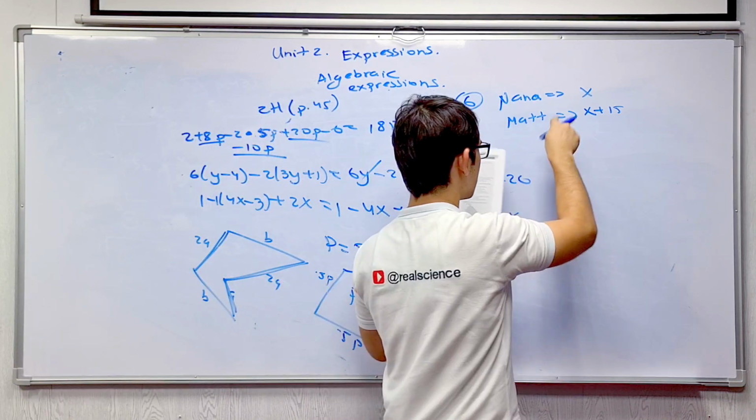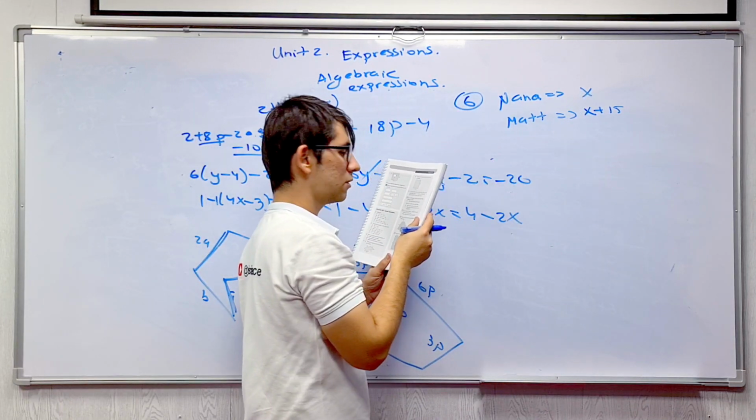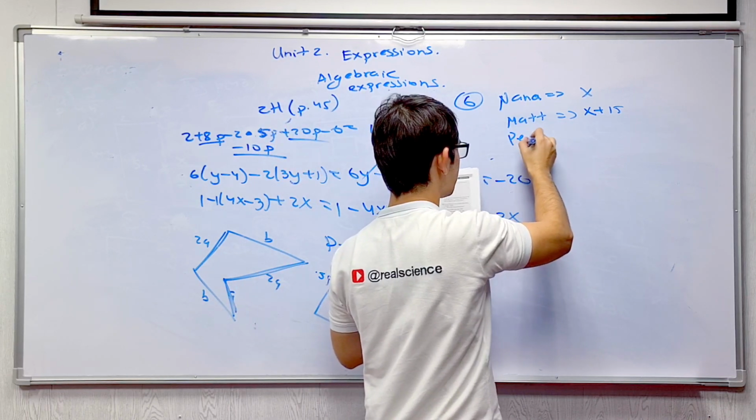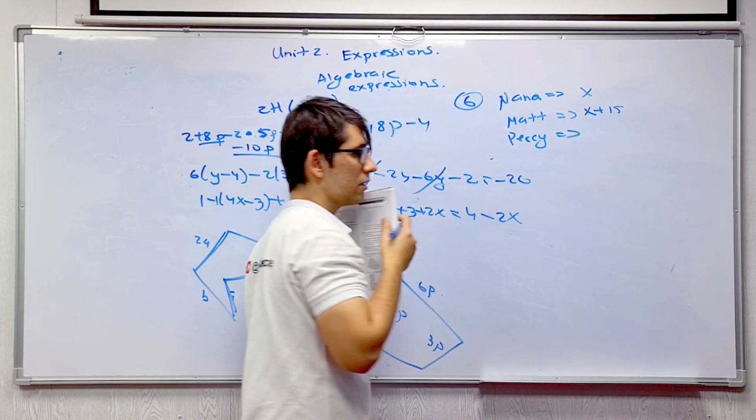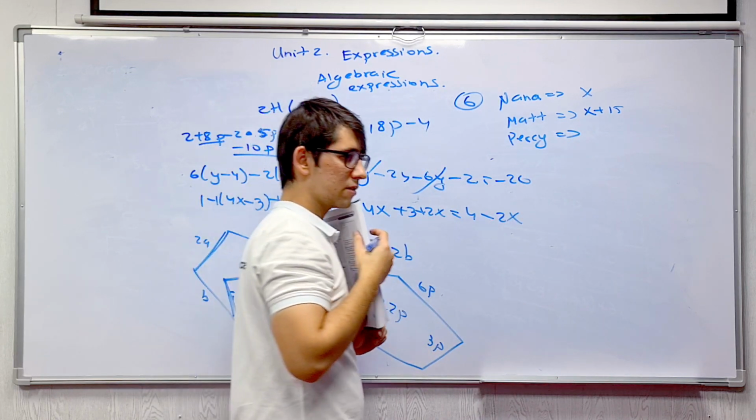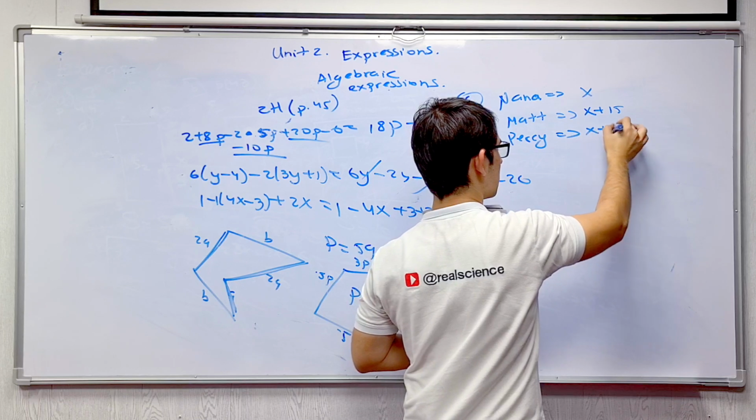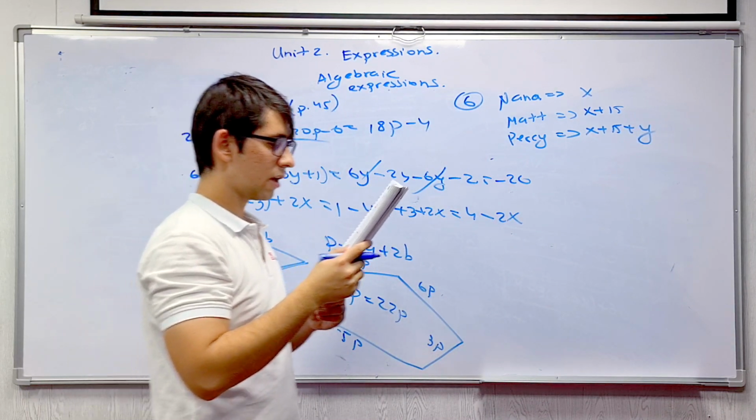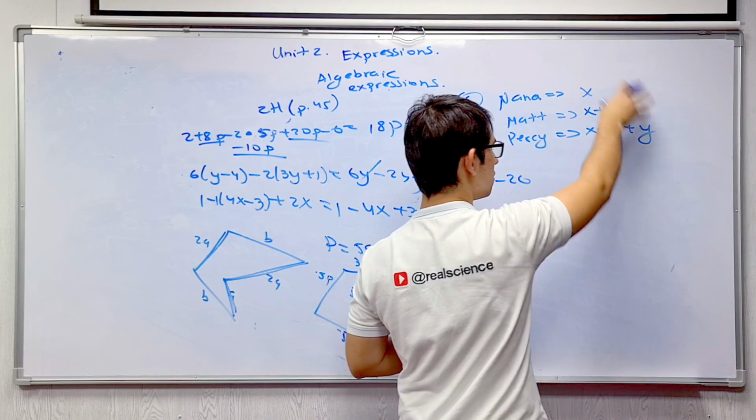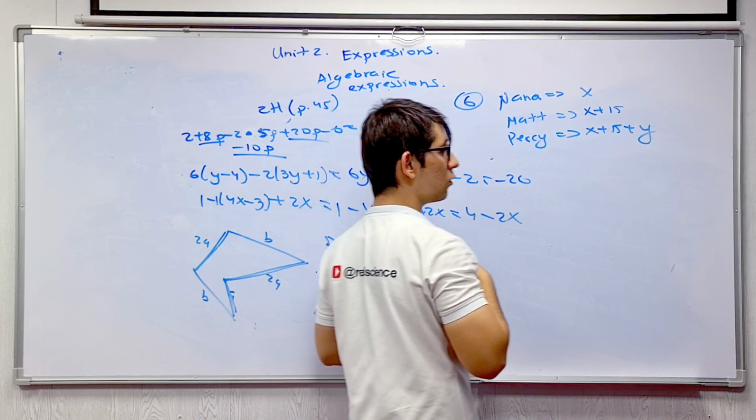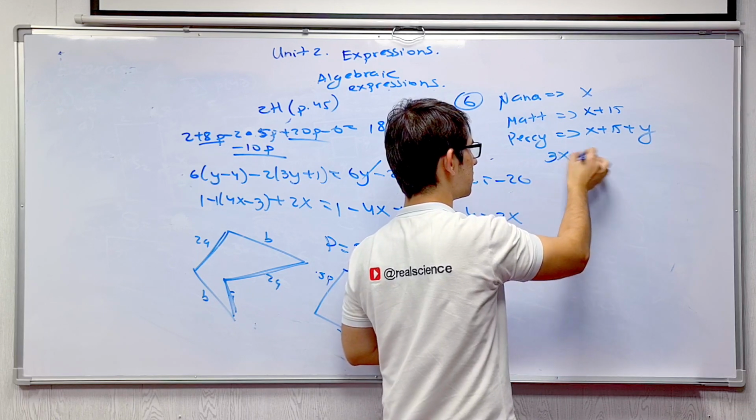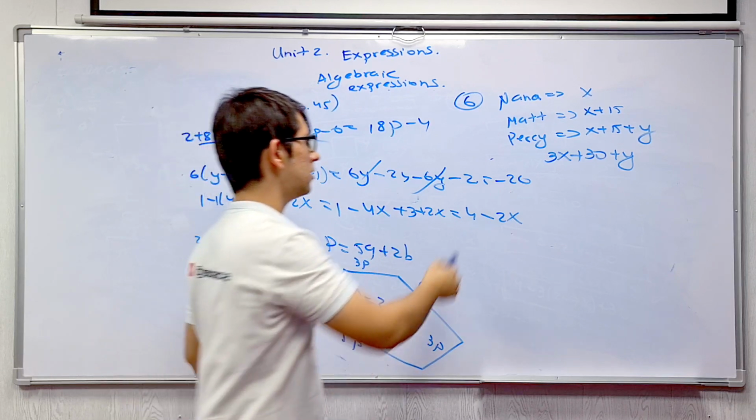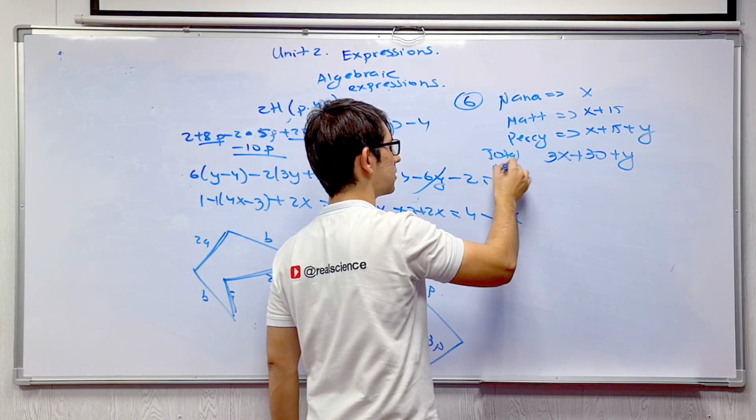How many marks did the second person get? This much. Percy, the third person, got y marks more than Matt. How are you gonna express it? x plus 15 plus y. How many marks did the 3 have altogether? It means, what should you do? 3x, you should add all of them. 3x plus 30 plus y. This will be total mark.